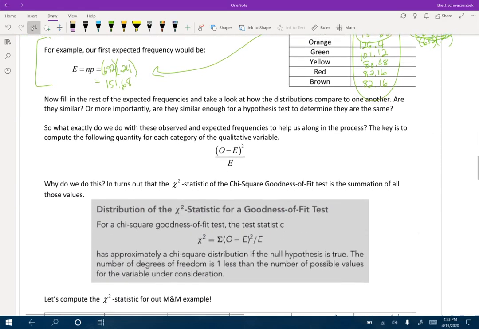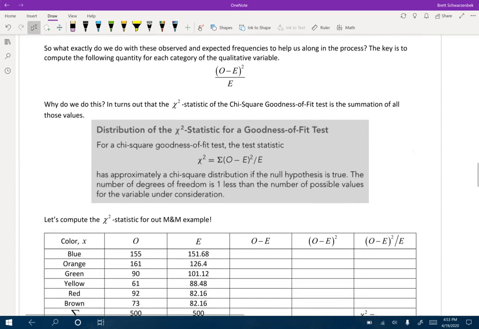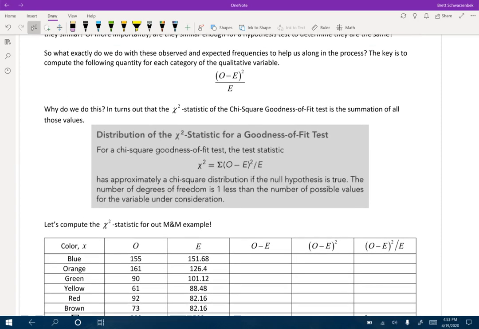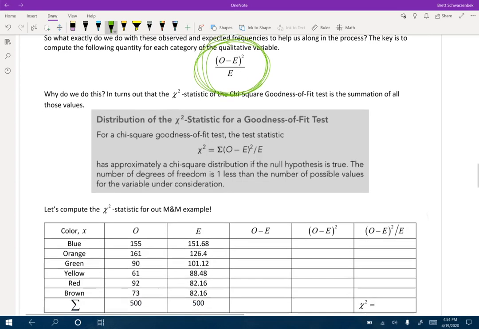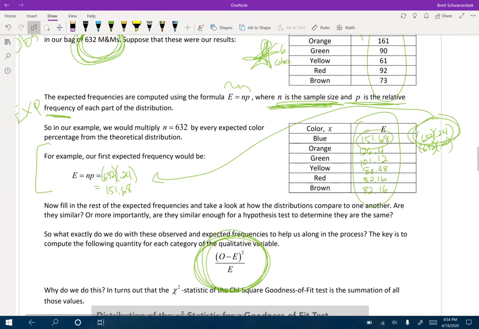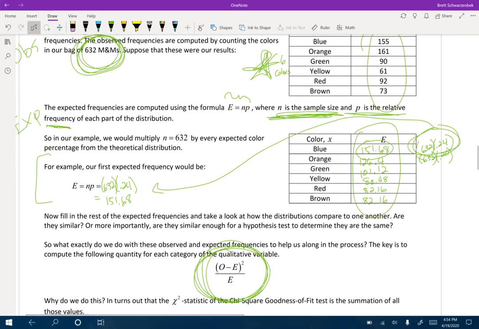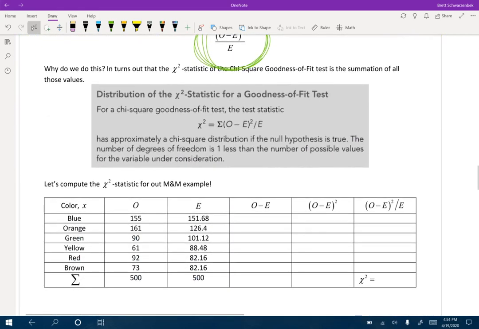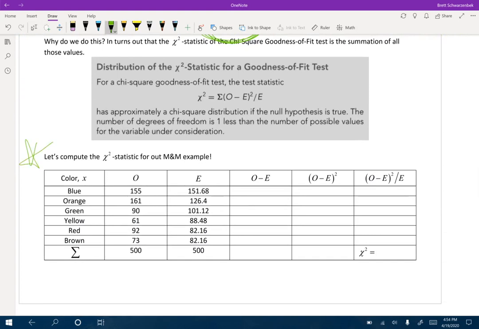Again, we need to compare these. How do we compare them? We move on to our chi-square goodness of fit test, specifically the test statistic. The test statistic is based on this formula right here. Our goal is to take that formula for each one of the colors, so we're going to do it 6 times. Here we go again: we have a nice table to fill in to make this work.